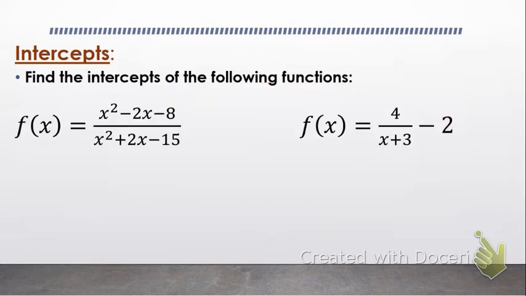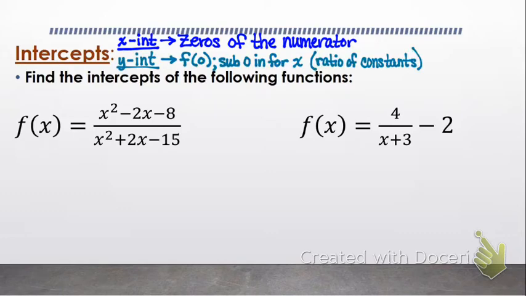Intercepts. So we've got x-intercepts and y-intercepts that we need to talk about. Our x-intercepts are going to be the zeros of the numerator. So to find my domain, I needed the zeros of the denominator. To find the x-intercepts, I need zeros of the numerator. So we are going to factor the numerator, and then we will find those zeros. For our y-intercepts, that's f of 0, or when you sub in 0 for x. This is going to end up being the same thing as the ratio of the constants.